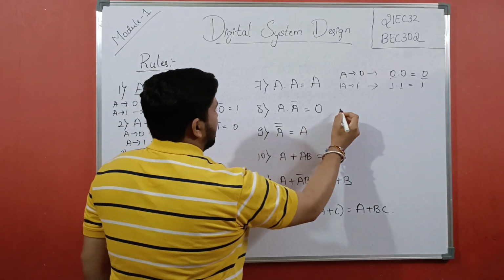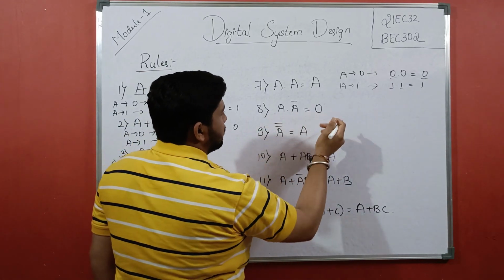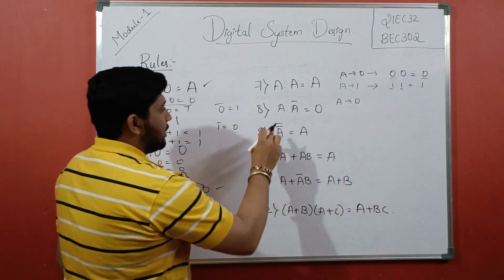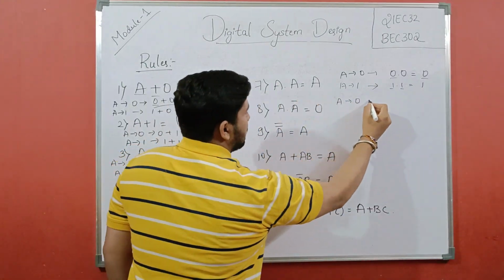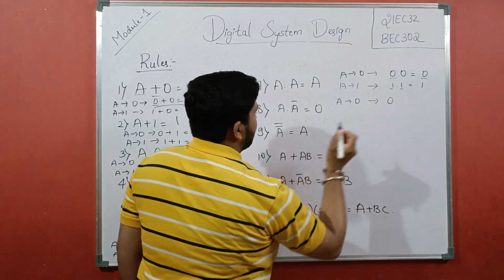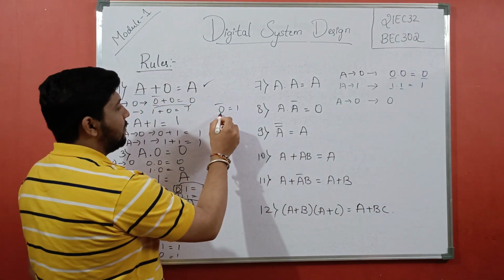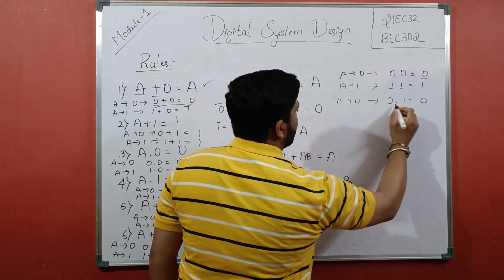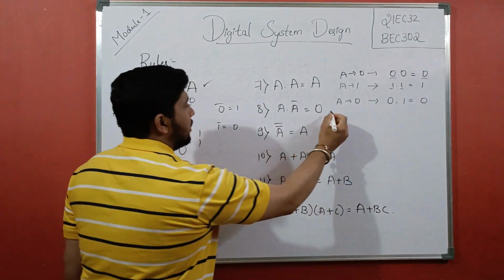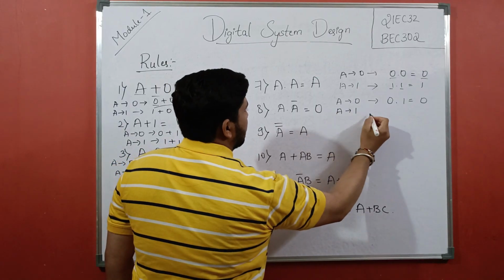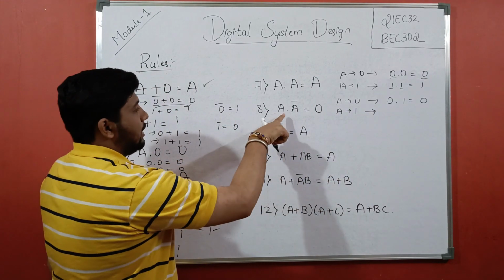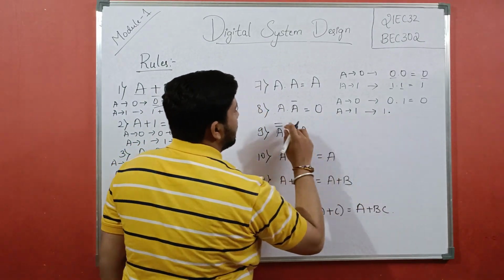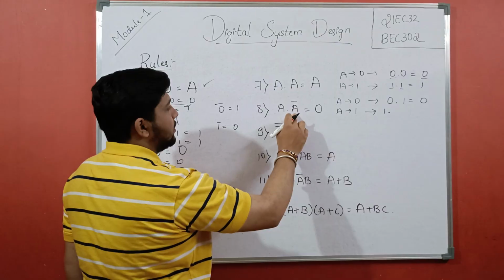Talking about the eighth rule here, A into A bar is equal to 0. How does it work? Let's say A is equal to 0 now. In place of A, I'm going to substitute the value 0. And A bar, when I have 0 bar, it will be 1. So am I getting 0 into 1 is 0? Yes. When A is equal to 1, I'll substitute the value of 1 here in the place of A. So 1 into, I'm substituting the value of 1 here.